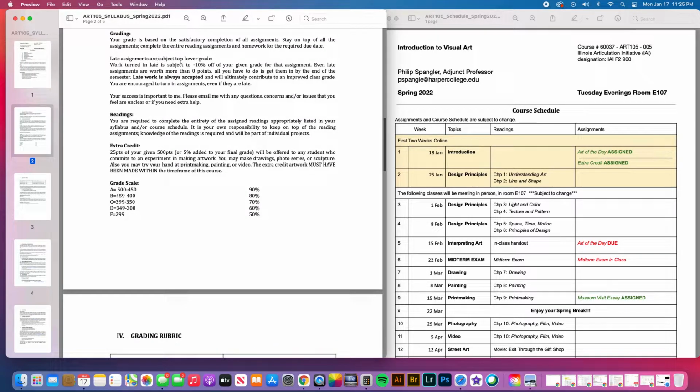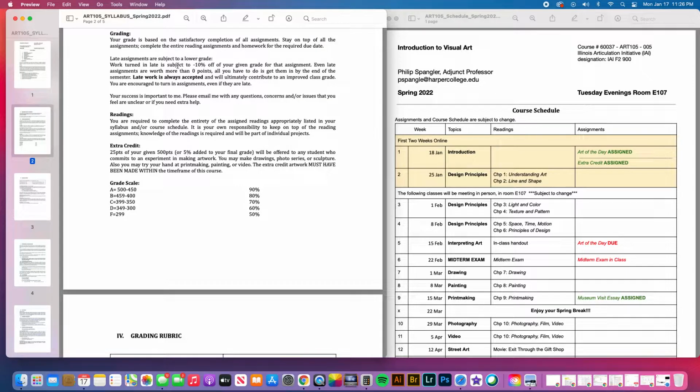Late assignments are subject to a lower grade. Work turned in late is 10% off of your given grade for that assignment. But even late assignments are worth more than 0 points. All you have to do is get them in by the end of the semester. I want to reiterate that. All you have to do is get the work in by the end of the semester and you will get points. Late work is always accepted and will ultimately contribute to an improved class grade. You are encouraged to turn in assignments even if they are late.